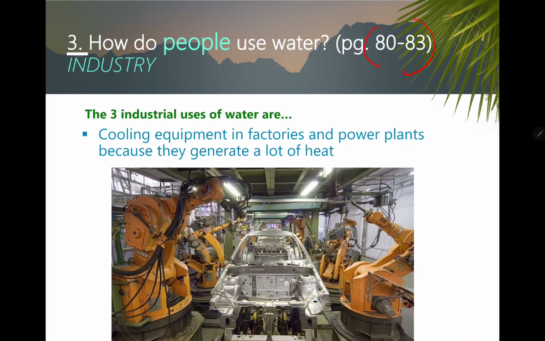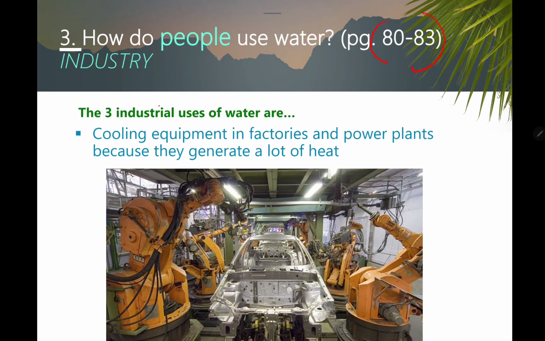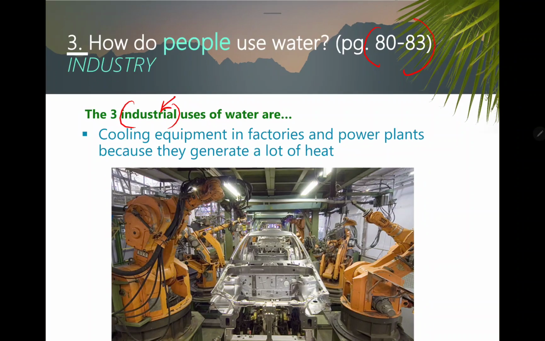So we talked so far about the three uses of water: domestic uses, recreation, and what's the third one just now? Agriculture, right? The one about the plants and the animals. Okay, so the final use of water that we need to be familiar with is the uses of water that is industrial. So within industrial, can I please have you label the three different uses of water?